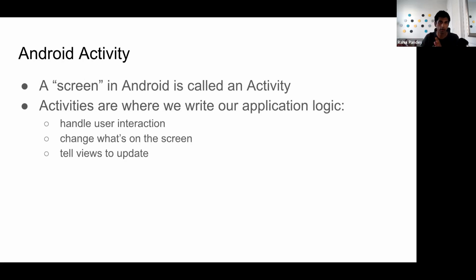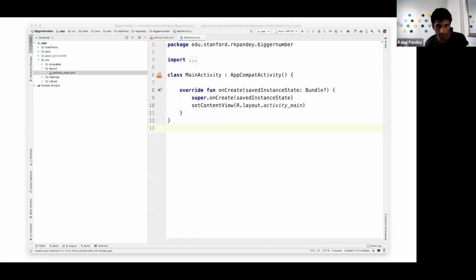So let's just do some background. I've talked about this before. What is an activity? An activity is basically a screen on Android, and that's where we write all of our application logic. So we handle user interaction. A user tapping on a button would be handled inside of the activity class. You can update the text of something on the screen or change what's on the screen in your activity. And you can tell views to update. All of that happens in the activity.